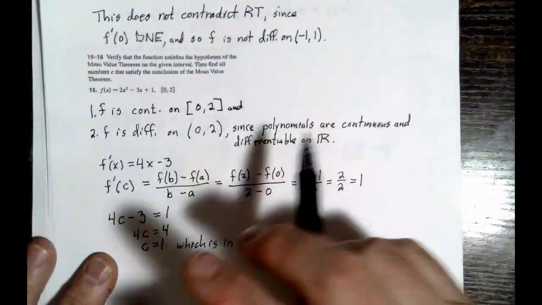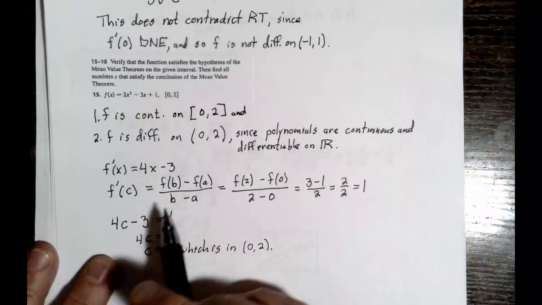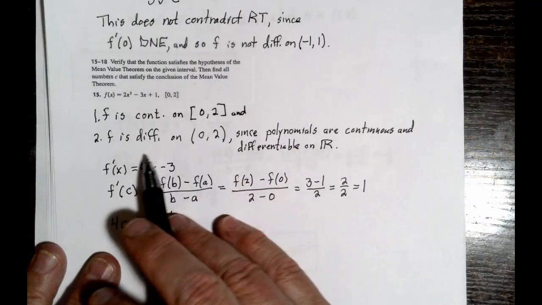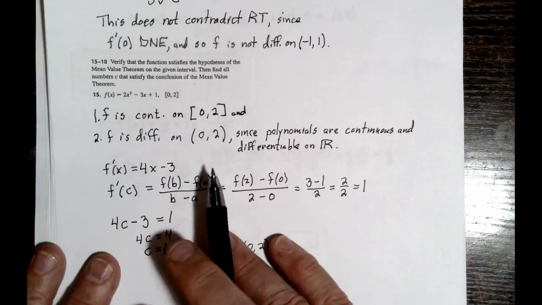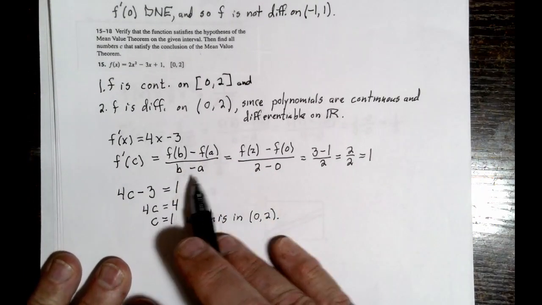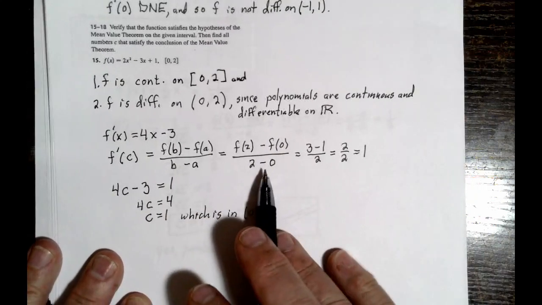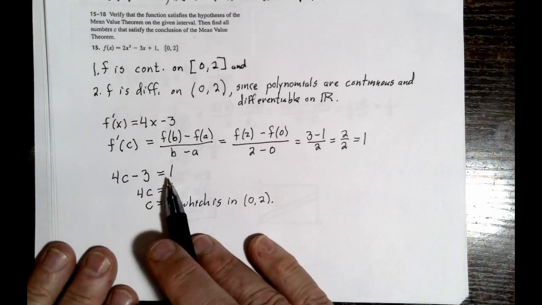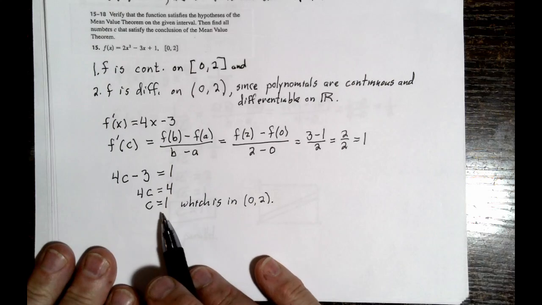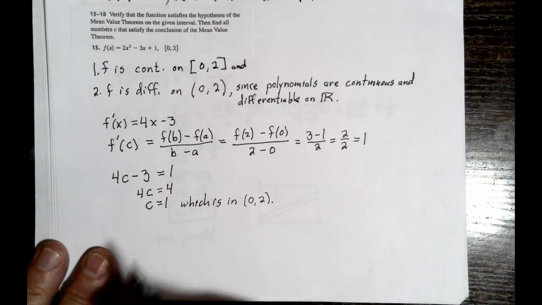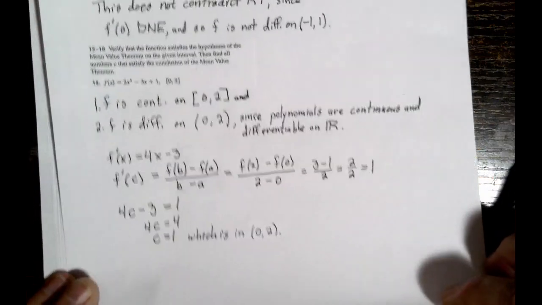You look at 15, it says verify mean value theorem. So you've got a continuous function on a closed interval, you got differentiable function on the open interval. You take the first derivative and you find the slope of the endpoints is 1, and you take the first derivative, set it equal to that slope, and solve, and you get c equals 1. Now 1 is in the interval from 0 to 2, so that satisfies the mean value theorem.